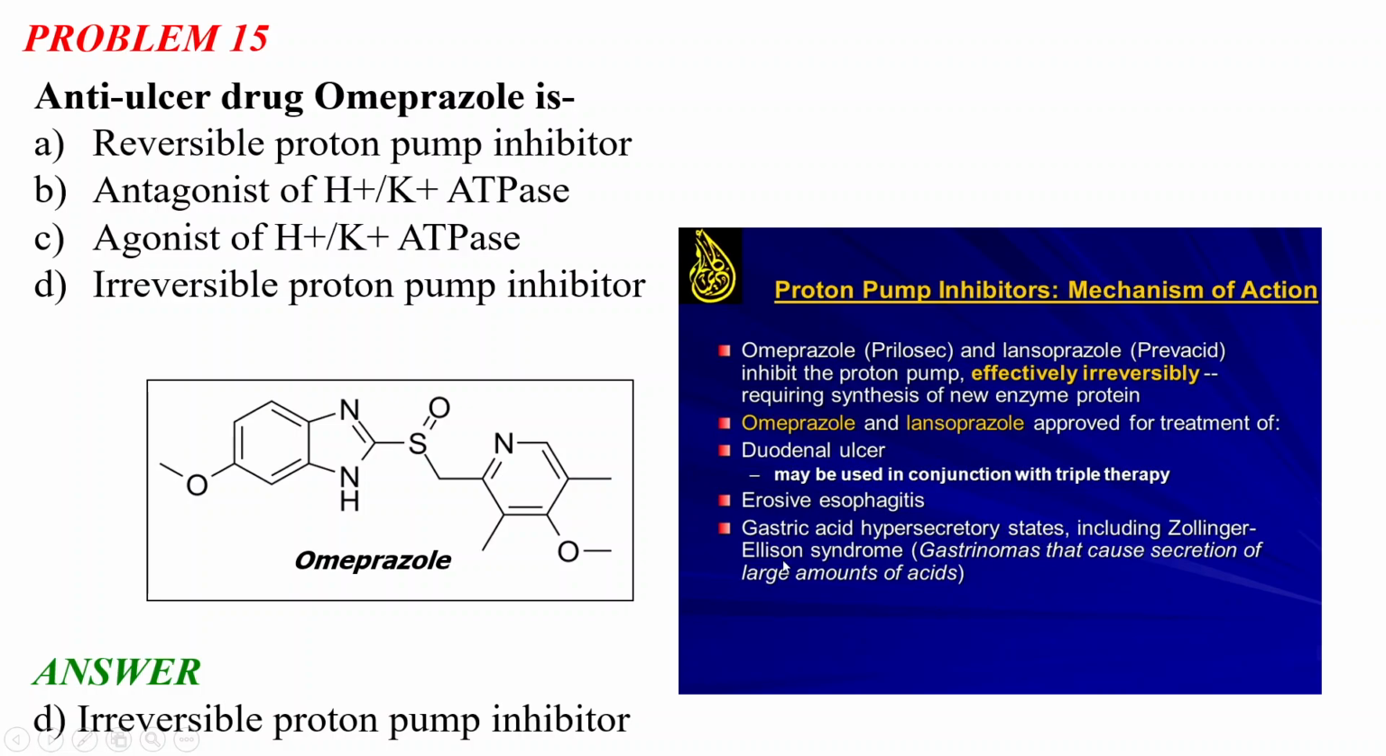This is a gastrinoma that causes secretion of a large amount of acid. Basically, proton pump inhibitors work by lowering the amount of acid secreted in our stomach, so that the ulcer does not happen. They are a very important class of anti-ulcer drugs, and omeprazole is a very common and well known drug of this kind.